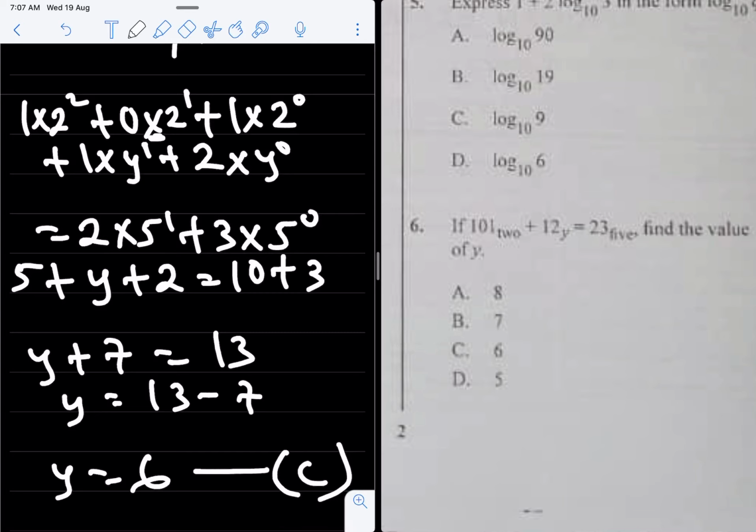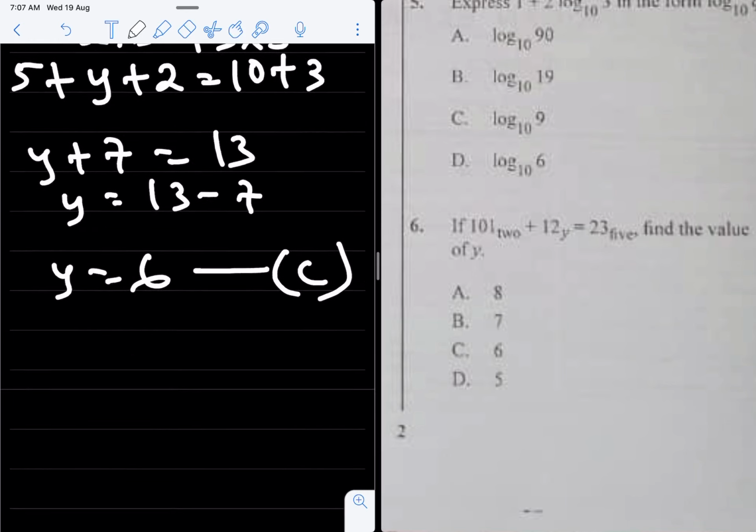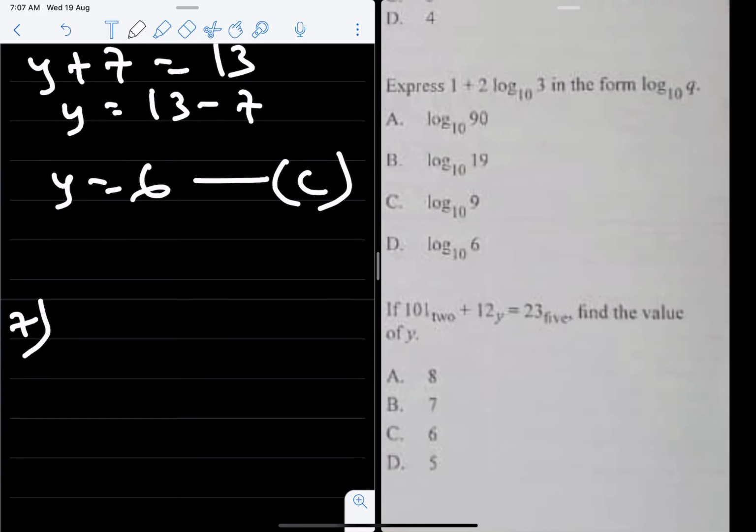That's 4 plus 1, that's 5, plus y plus 2 equals 10 plus 3. That's correct. Now to number 7 quickly.